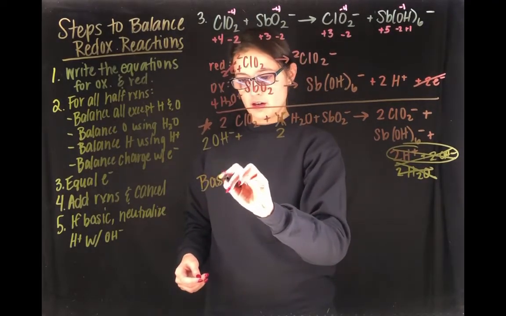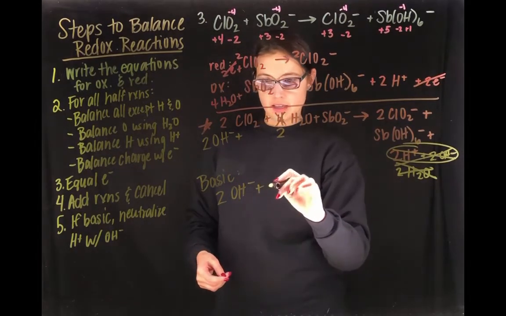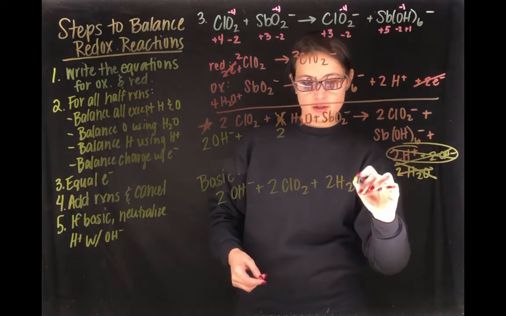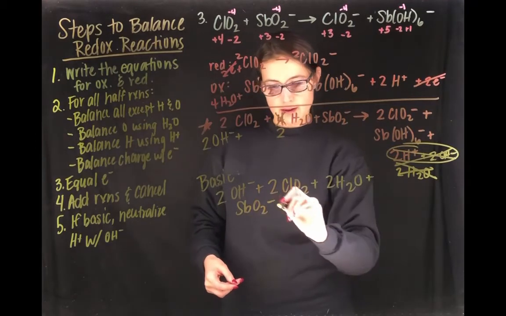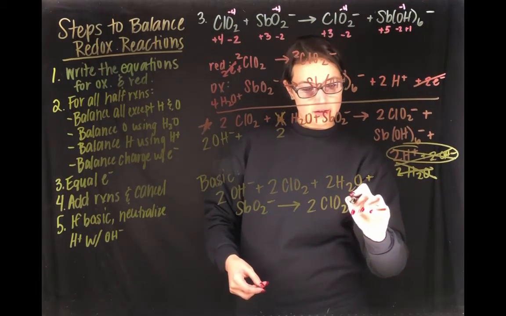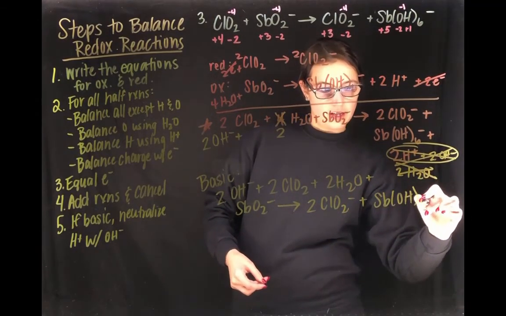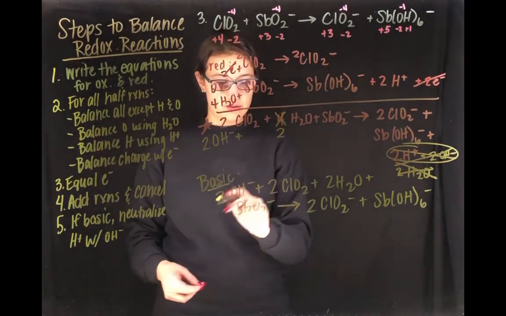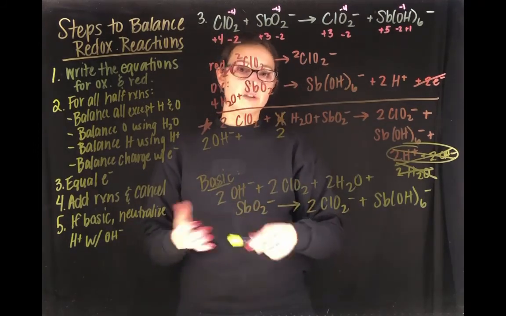So if this were a basic solution, I would have 2 OH- plus 2 ClO2 plus 2 H2O plus SbO2- yields 2 ClO2- plus Sb(OH)6-. So this is if it were a basic solution. Notice how you see the OH-. So that's the difference if you have a basic solution versus an acidic solution.